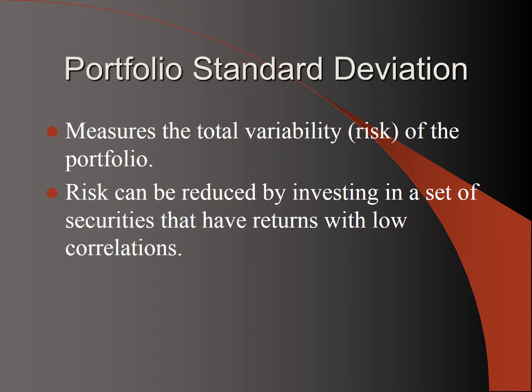Okay, so to summarize, the portfolio standard deviation measures the total variability, or the total risk, of the portfolio, and the risk can be reduced by investing in securities that have any correlation less than perfect positive. And the farther you move away from perfect positive correlation, the more risk reduction you get.